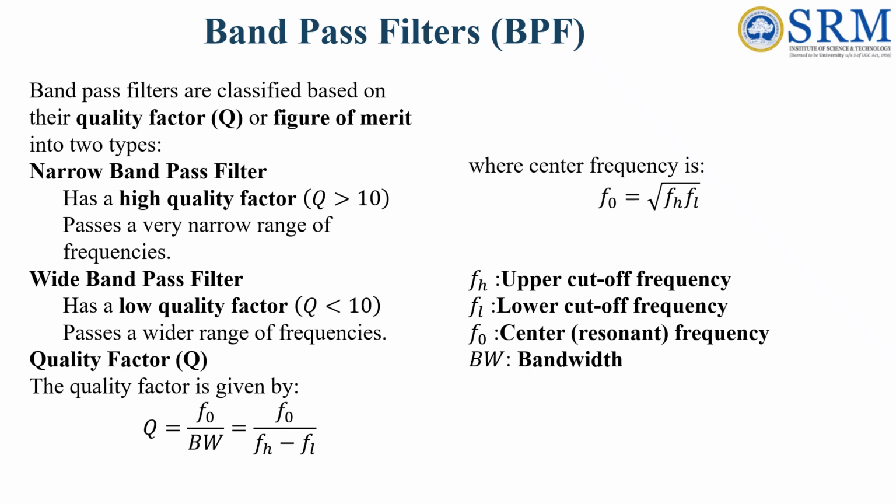The Q factor is given as FO by bandwidth. The bandwidth is given as FH minus FL, and FO is the central frequency and it is given as root of FH into FL. So FH is the upper cutoff frequency and FL is the lower cutoff frequency.